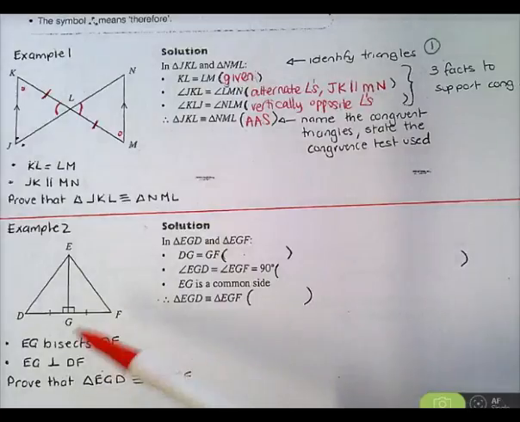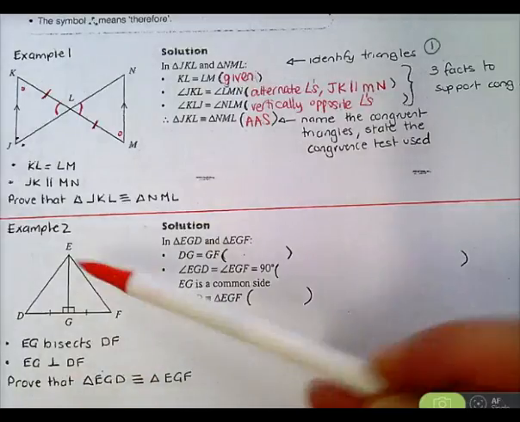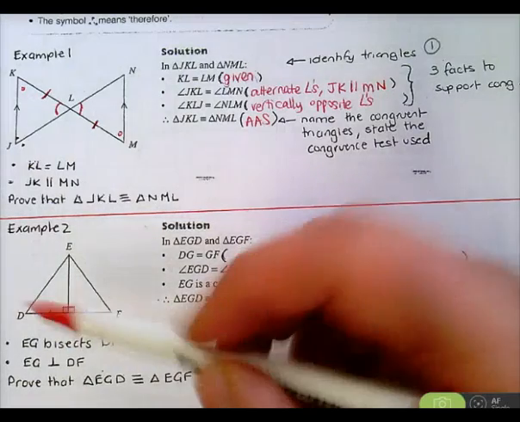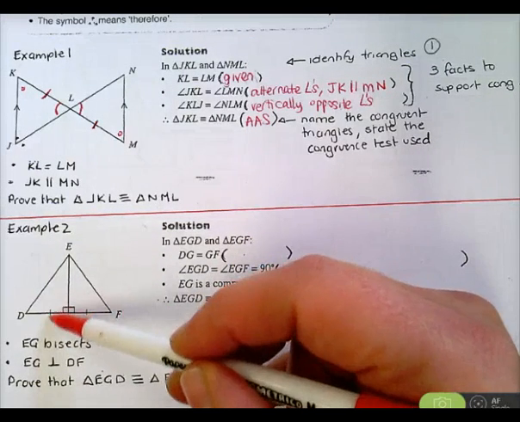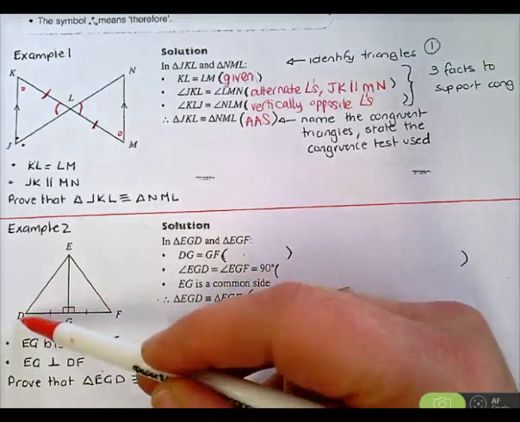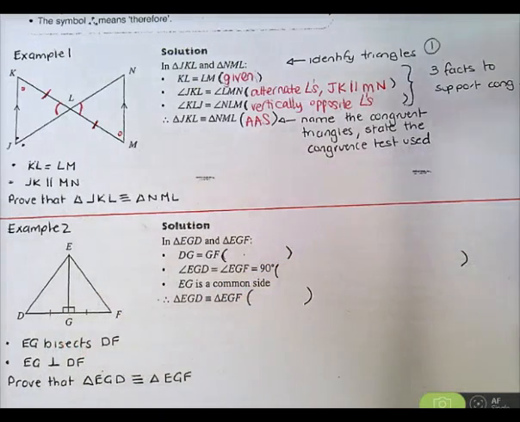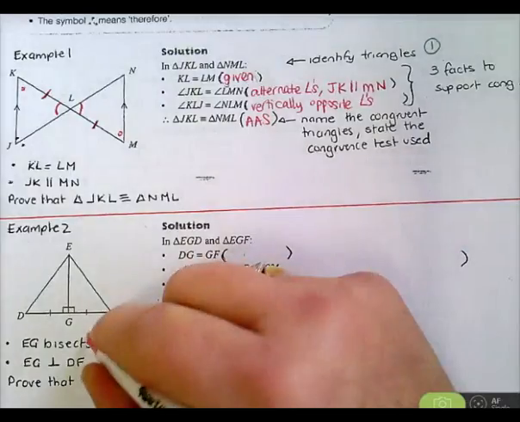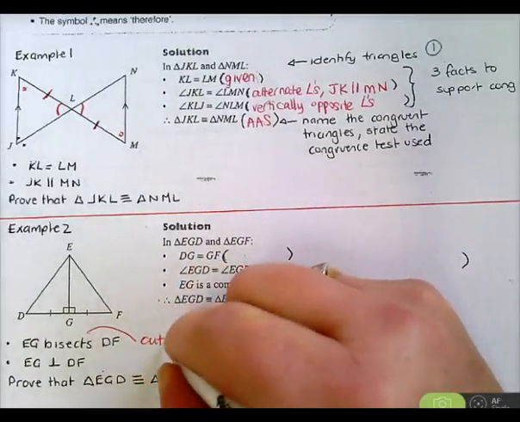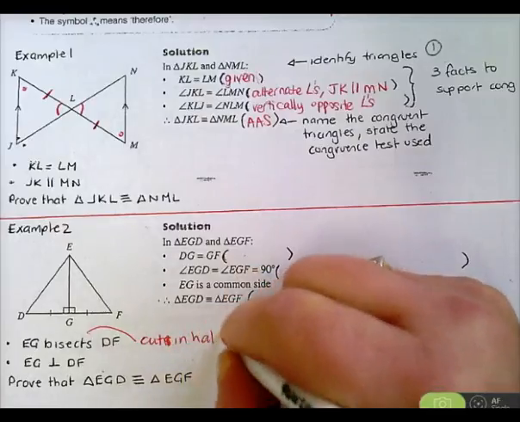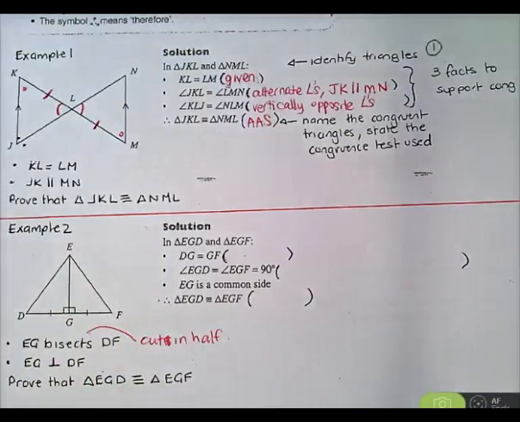Now in example 2, this is the information given: the line EG bisects DF. We know that it bisects DF because of this equal marking here and there, so we know that DG is the same length as GF. Bisects, what does bisect mean? Cut in half. So EG cuts DF in half, okay?